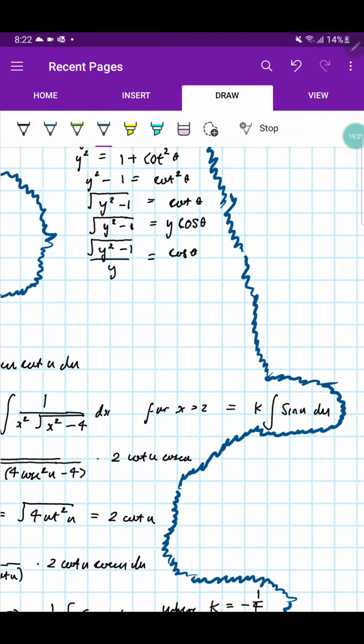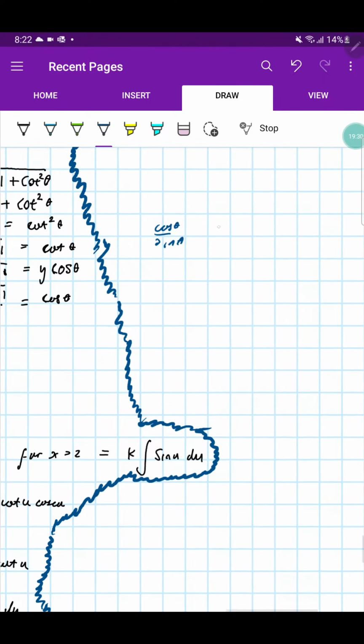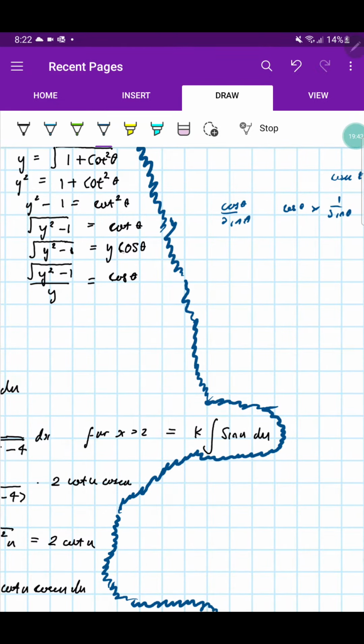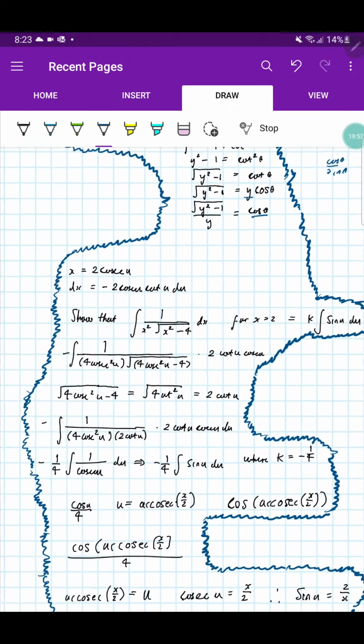Now we know that cot theta is the same as cos theta over sine theta. And we can split it as cos theta multiplied by 1 over sine theta. And 1 over sine theta is cosec theta, and cosec theta is also y. So if we plug that in here, we get y cos theta. Therefore, dividing by y, we get the square root of y squared minus 1 over y equals cos theta.